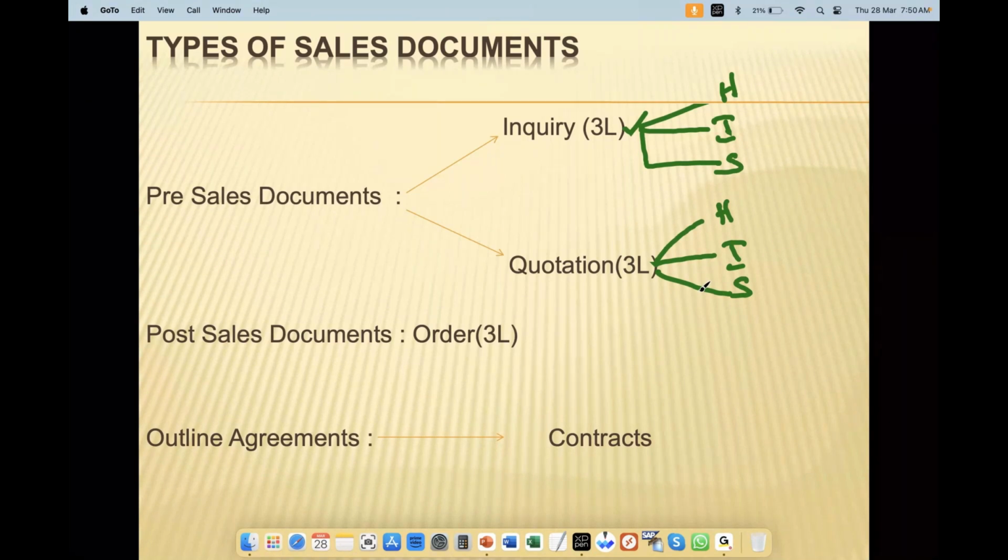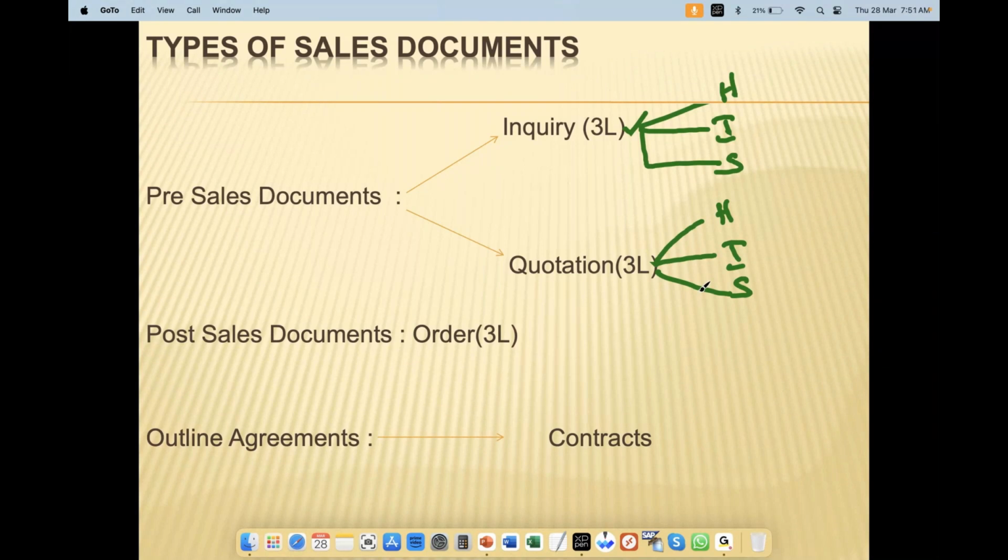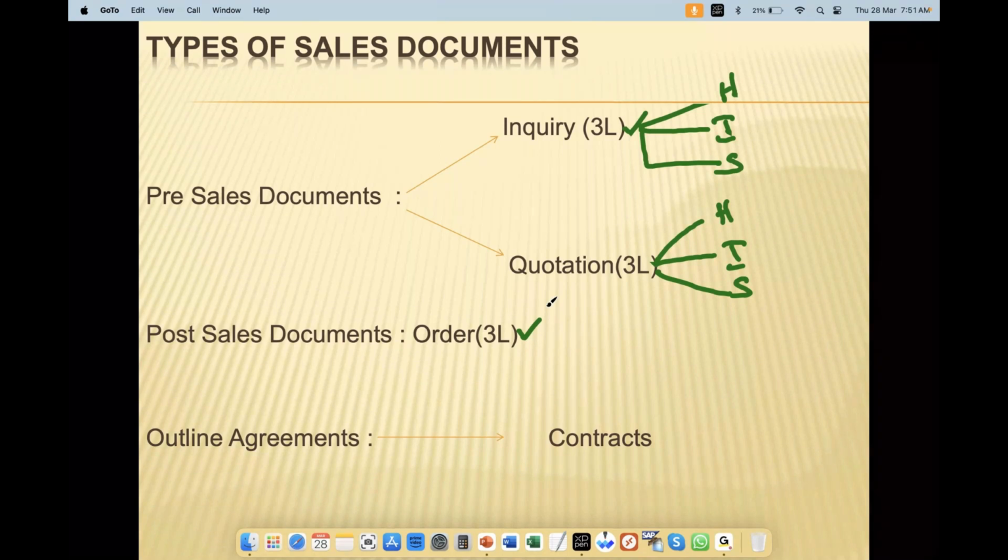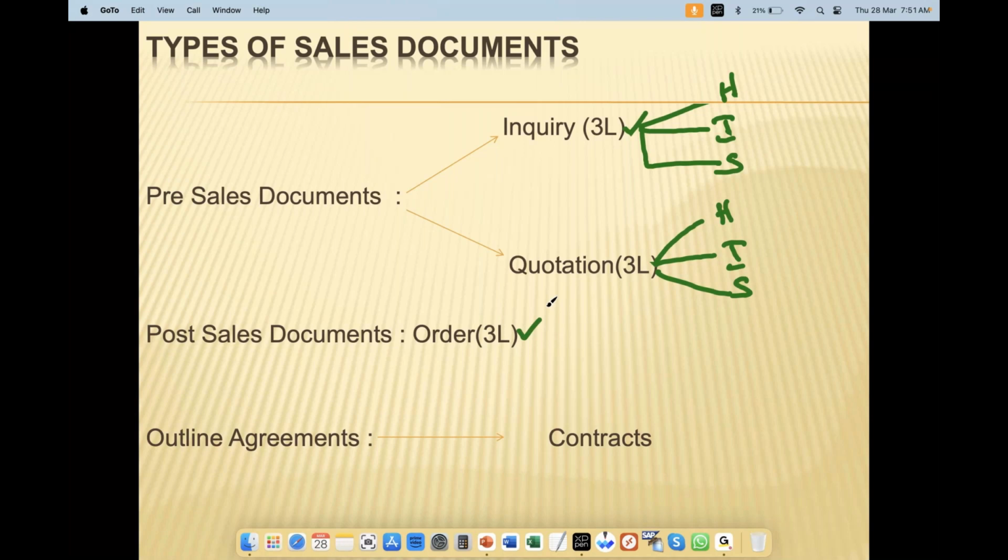Now we have here order. Order comes under post sales. When I say post sales, what does it mean? It's a confirmation of a sales transaction. So, post sales documents is all about the confirmation of a sales transaction.